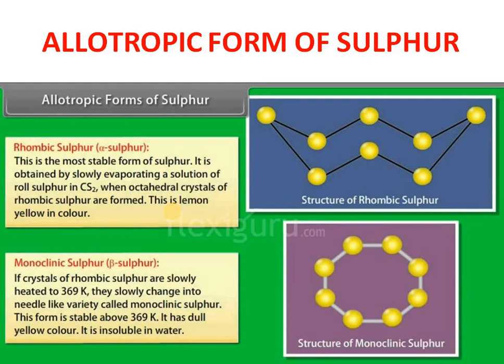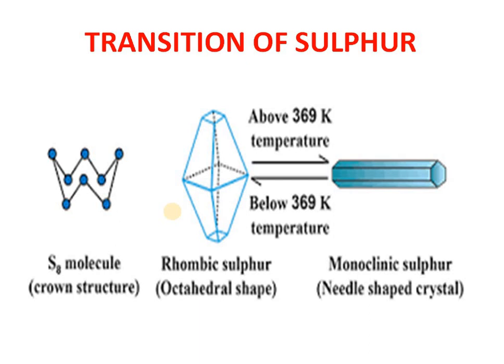Okay, and this form is stable above 369 Kelvin, and if the temperature is decreased, this monoclinic form may go back to rhombic sulfur, which has a dull yellow color, as against the lemon yellow color in the case of the allotropic form of sulfur. So, as we were talking of temperature, if the temperature is above 369, then it will change into monoclinic. If the temperature is decreased, then again it will go back to rhombic sulfur.